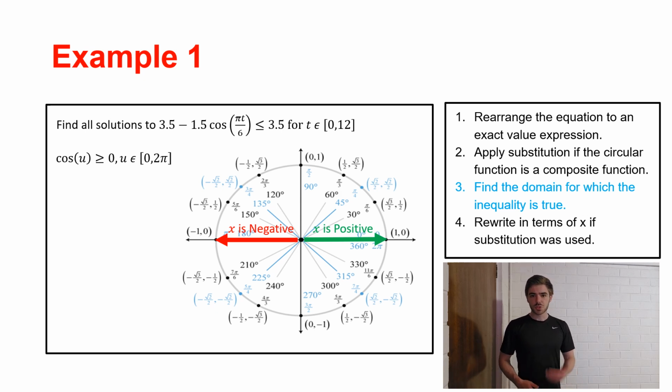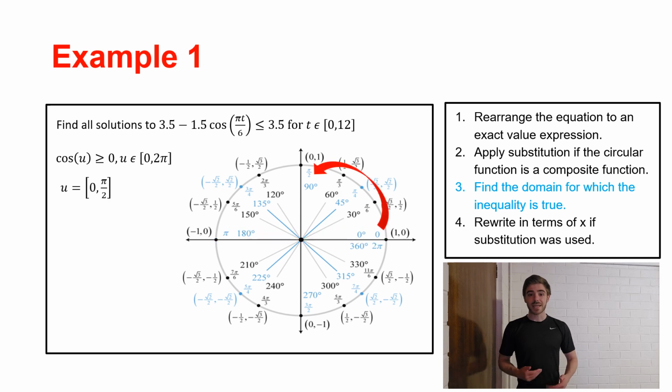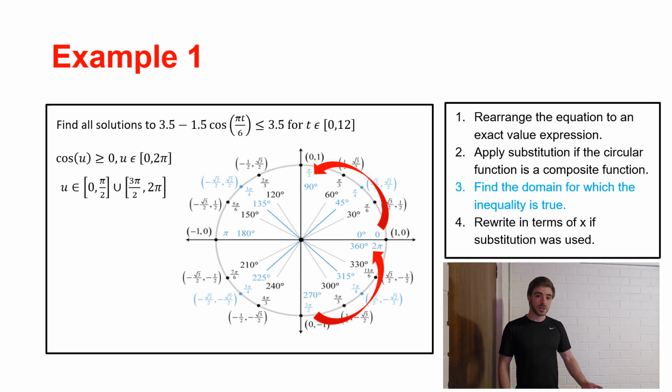We can see that as soon as we get bigger than pi over 2, the x values stop being positive, they go to negative. But as soon as we cross the threshold of 3 pi over 2, they go back to being positive. What this means is we just give our domain in 2 separate intervals, separated by the union symbol. Just a quick reminder, we're going to use square brackets in our interval because our inequality was inclusive, greater than or equal to 0.